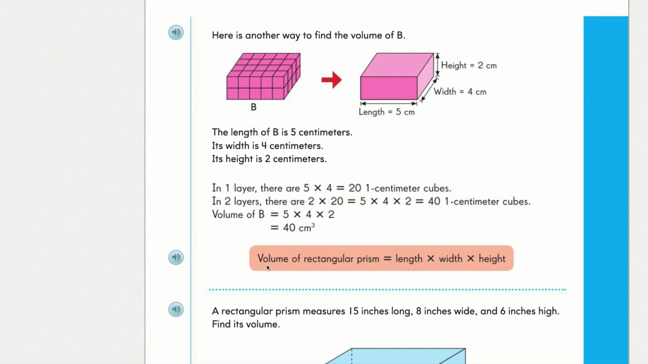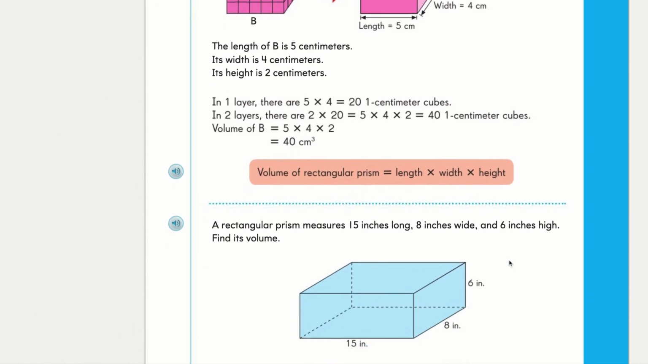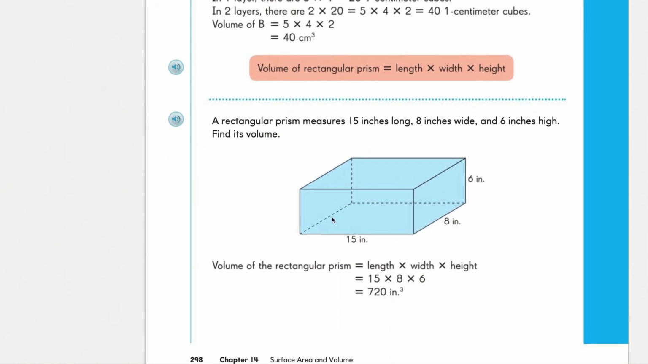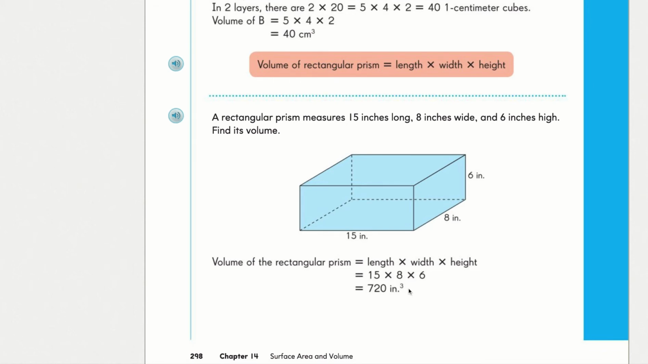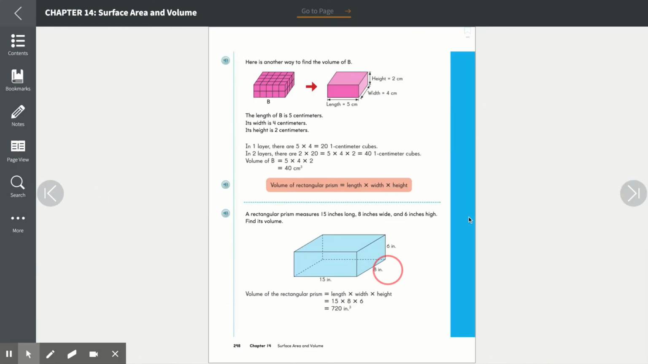So to find the volume of a rectangular prism, here's the formula: length times width times height. A rectangular prism measures 15 inches long, 8 inches wide, and 6 inches high. To find its volume, we think about the formula. The volume of the rectangular prism is length times width times height. So we have 15 times 8 times 6 equals 720 inches cubed. So make sure that you put that little 3 in the corner to indicate that it's cubed, that it's a 3-dimensional figure.